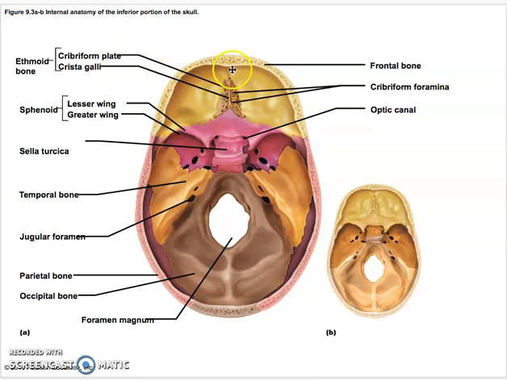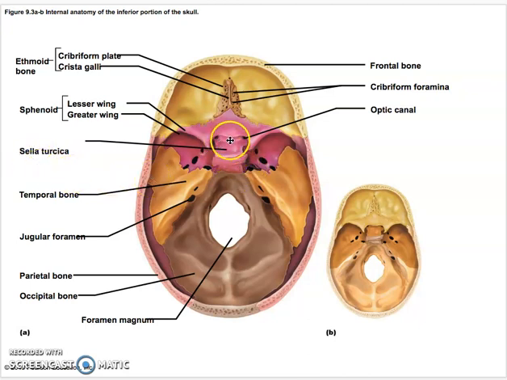Behind the ethmoid bone is a bone called the sphenoid bone, and often people will say that the sphenoid bone looks like a bat or a butterfly. In the middle of the sphenoid bone, where one would ride a bat or a butterfly if there was a saddle on a bat or a butterfly, is the sella turcica.